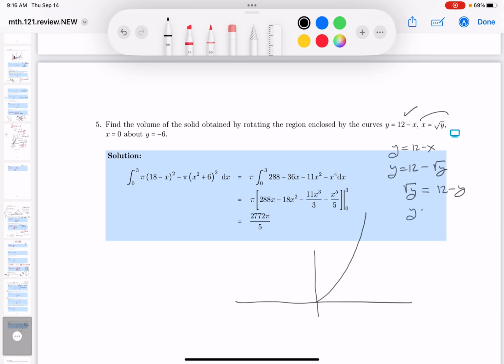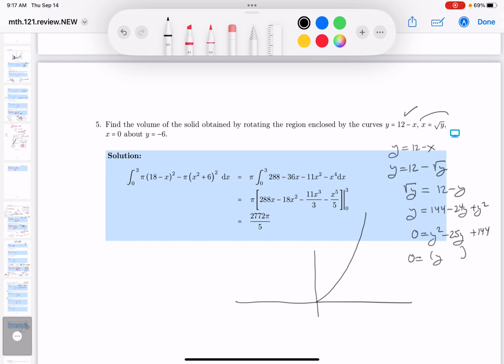You get y. This would be 144 minus 24y plus y squared. And what do you get there? You get 0 equals y squared minus 25y plus 144. And yeah, I know it looks tough, but let's give it a shot. Let's see if we can do it.